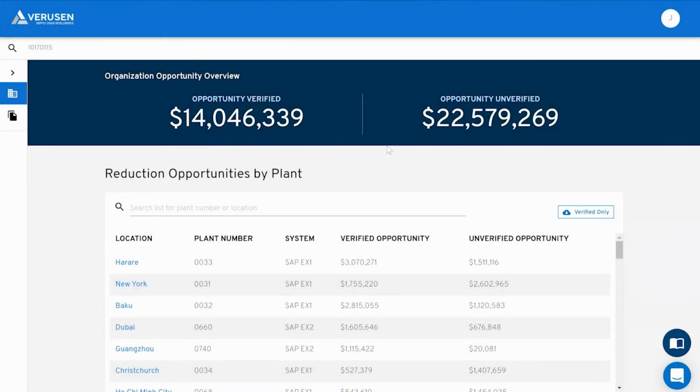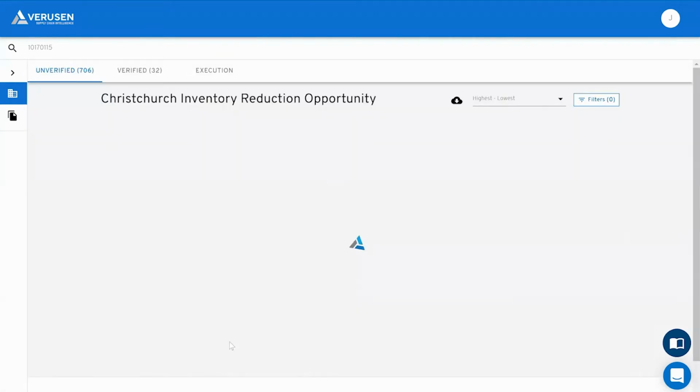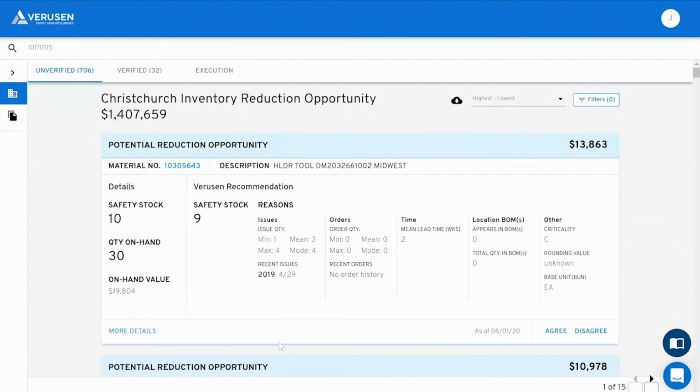What you're seeing here is a representation of an organization that had two different SAP systems, a legacy SAP system and an acquired SAP system, demonstrably different data sets that we ingested as is, as well as two different systems that planned for inventory differently, reorder points versus safety stock and things of that nature. So we combine those and give a plant by plant level.